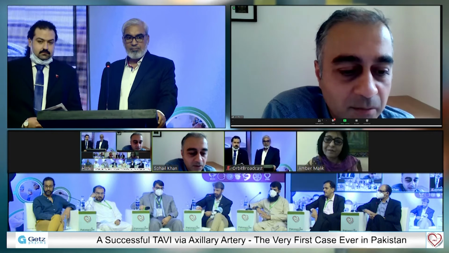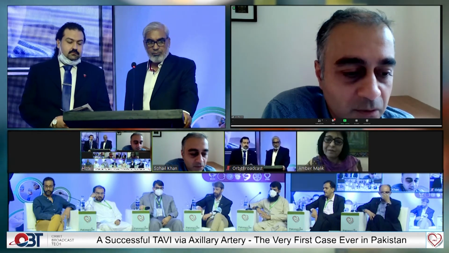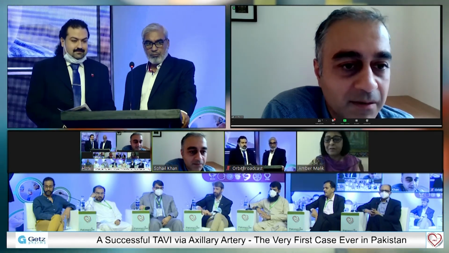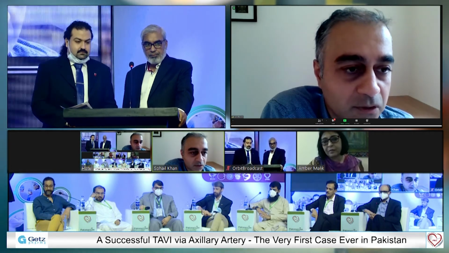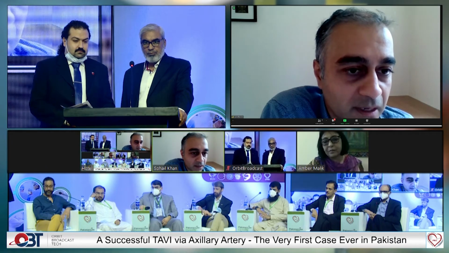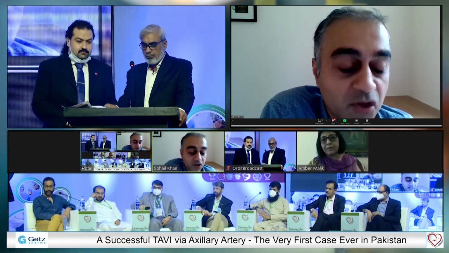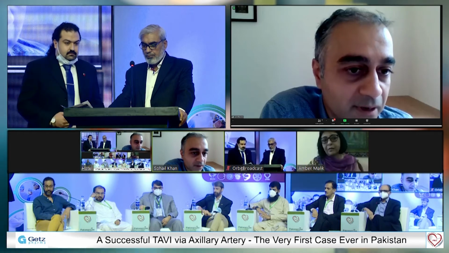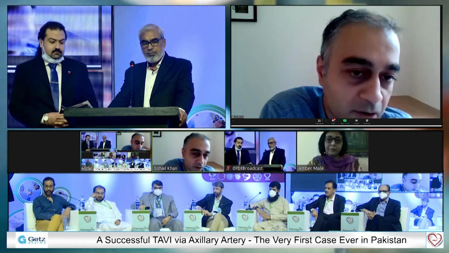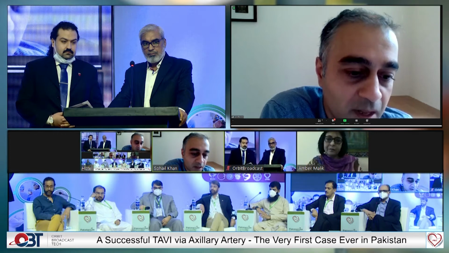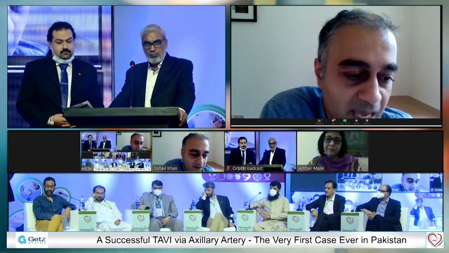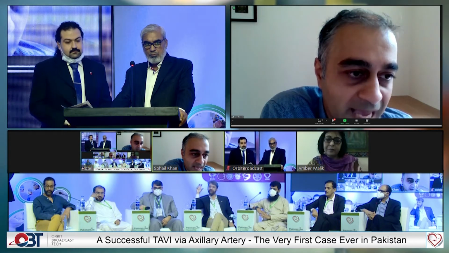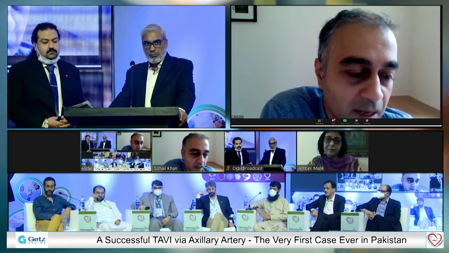From an anatomical perspective, when you're doing this, you're aiming for the second part of the axillary artery. You want to avoid going too near the humeral head. So you're aiming to go between the thoracoacromial and the circumflex humeral artery. If you go too close to the circumflex humeral artery, then of course you risk avascular necrosis of the head of your humerus.